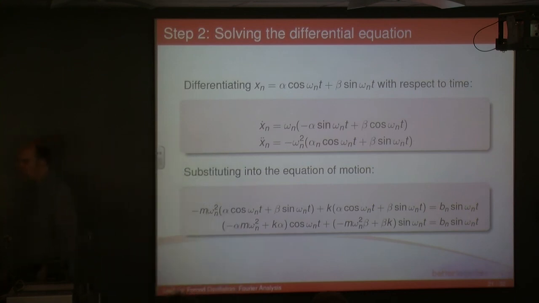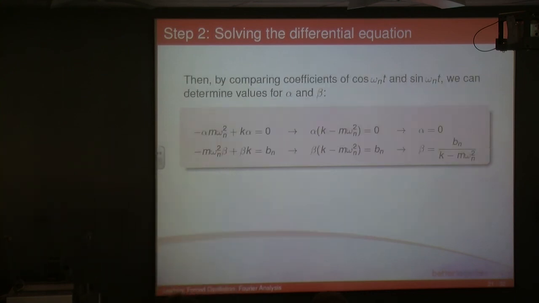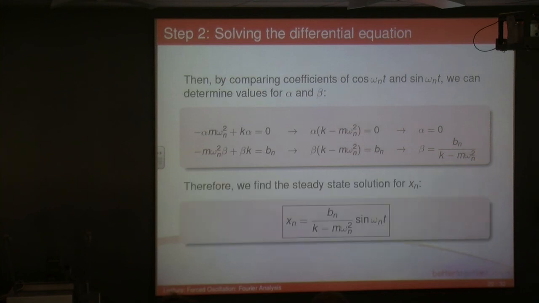And if you solve for beta and alpha, you get alpha is 0, and beta is b of n divided by k minus m omega n squared. So the steady state solution for that nth term is b of n divided by k minus m omega n squared, times sine omega n t, okay? Because that's what we solved for. We solved for x of n.